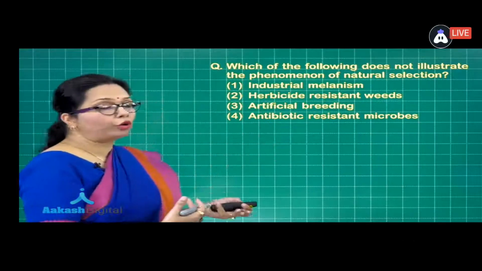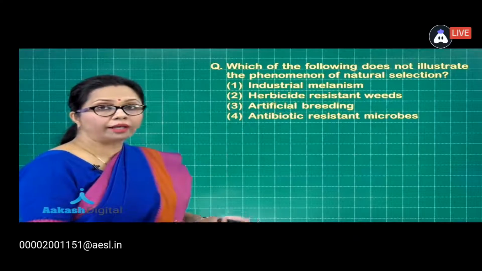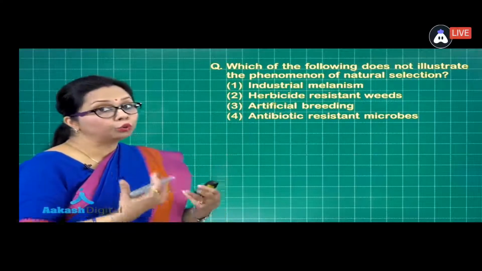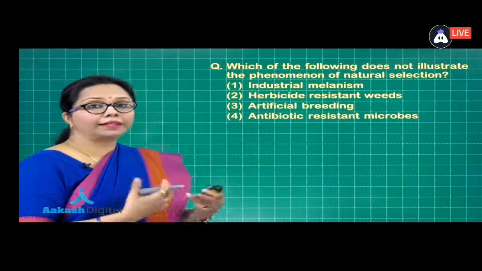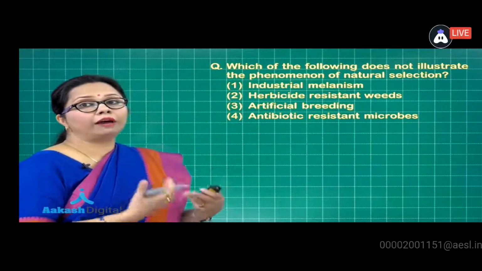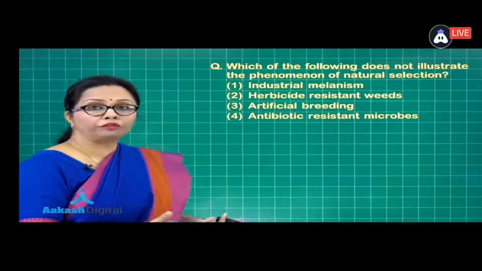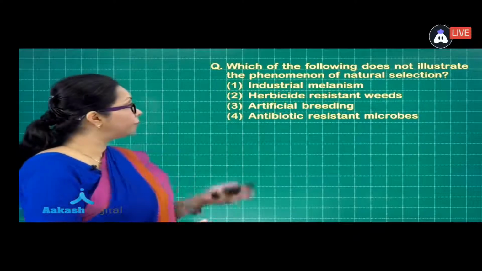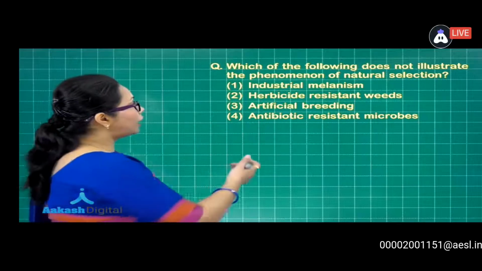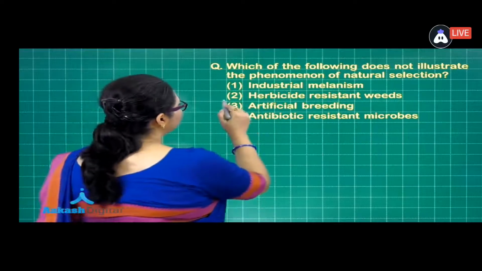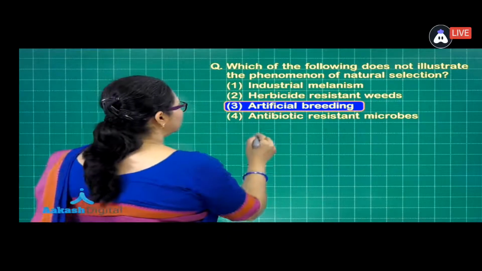Antibiotic resistant microbes are a menace for the medical industry, because when we use antibiotics, some of the microbes have resistant genes in them and they are the ones who are selected. As they multiply, ultimately we have a larger population of such disease causing microbes to which we are not able to use antibiotics. And of course artificial breeding is not natural, that is artificial.